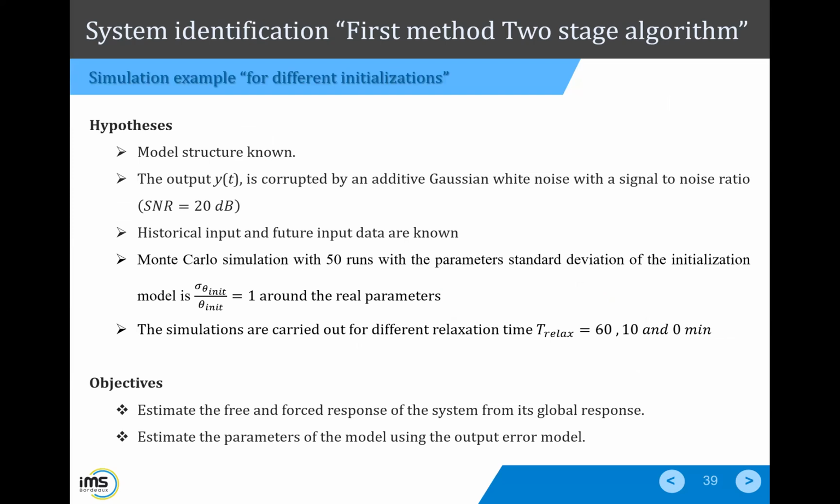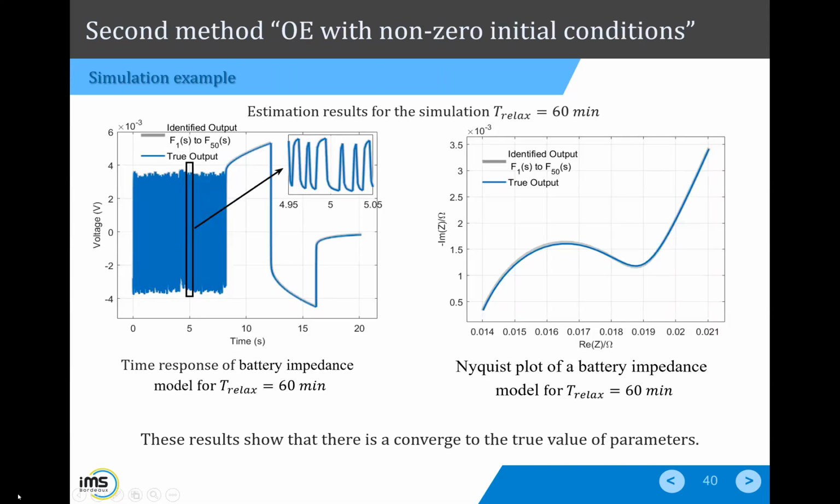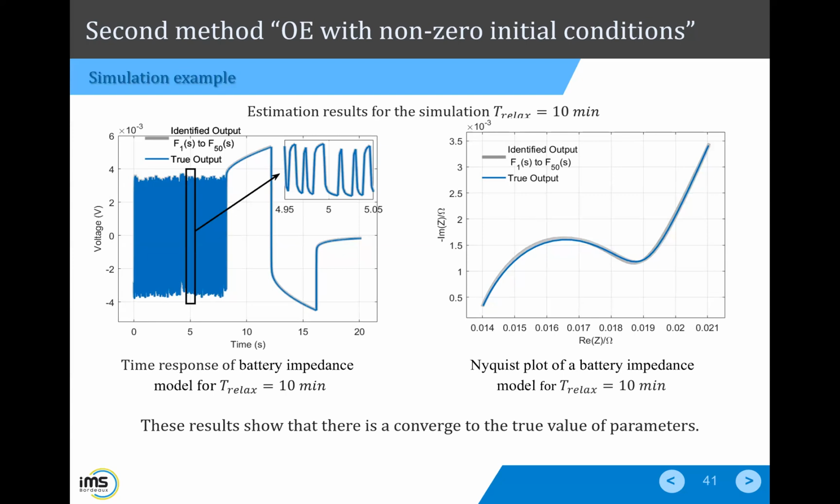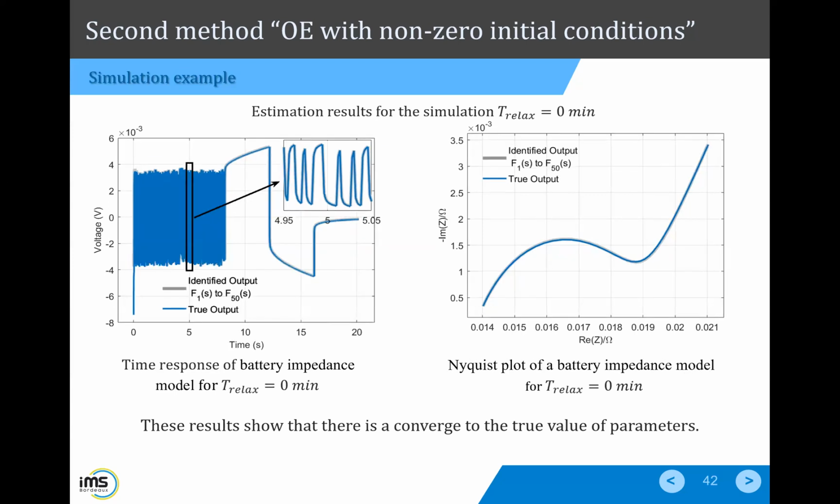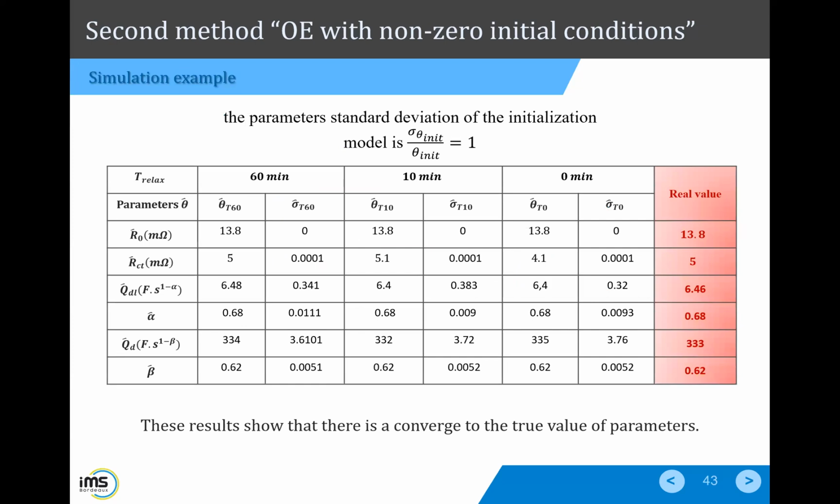We use the same simulation example, and here we directly use the standard deviation of the initialization model around the real parameters, and it was the same condition for the two simulations. For this method we got better results, and as you can see, the different models fit the true values perfectly for the different relaxation times. The results are shown here in the table. These results prove that this algorithm converges to the true values of the parameters.